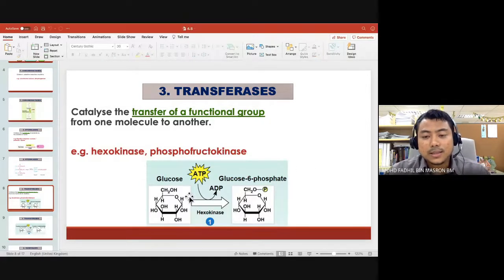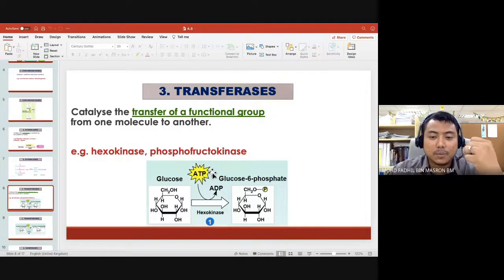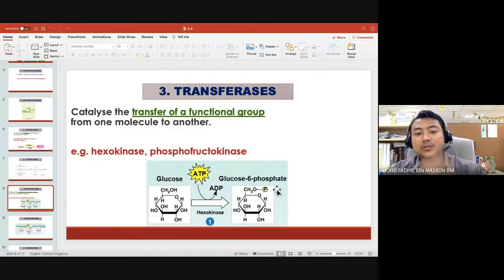So in this case, we see glucose tak ada fosfat dekat hujung ni kan. So then with the action of hexokinase, dia jadi glucose 6-phosphate. Maksudnya dekat carbon number 6 dia dah ada fosfat pula. Dia ambil fosfat daripada mana? Daripada ATP. ATP ada 3 fosfat, adenosine triphosphate, jadi adenosine diphosphate, 2 fosfat. So fosfat daripada ATP dipindah bawa pergi sini. Transfer.